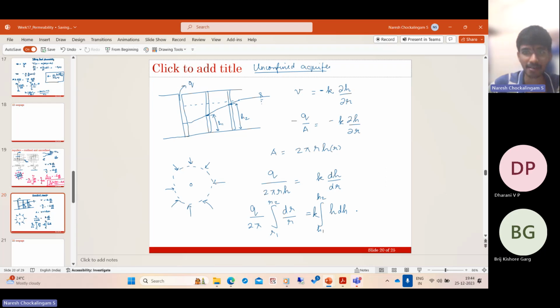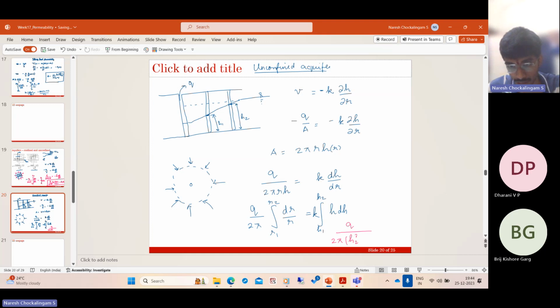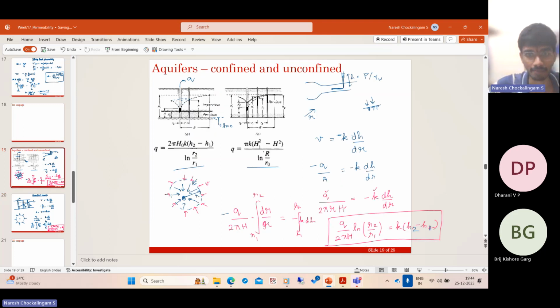Just integrate directly. What do we get? Let me write down the final expression. This will become h squared by 2, which is h2 squared by 2 minus h1 squared by 2. Therefore, we have q by 2 pi into natural log of r2 by r1 equals k into (h2 squared minus h1 squared) by 2. So this 2 gets cancelled. This is equal to the permeability expression, which is exactly the equation we have here. With some rearrangement, you have pi k (h1 squared minus h2 squared) over ln r2 by r1.